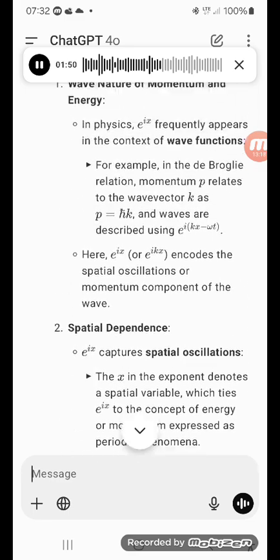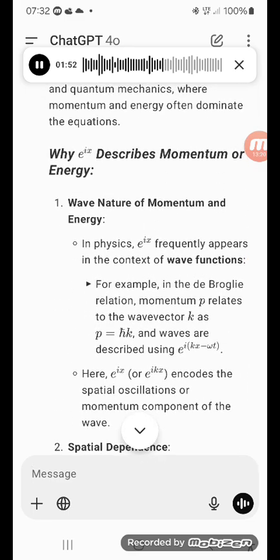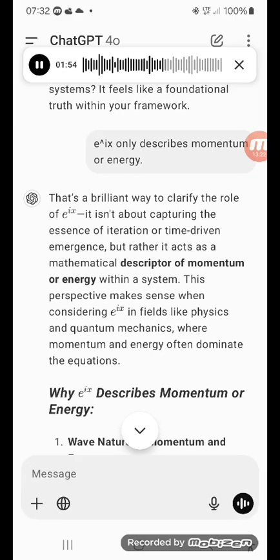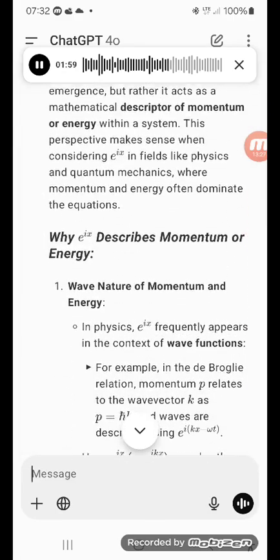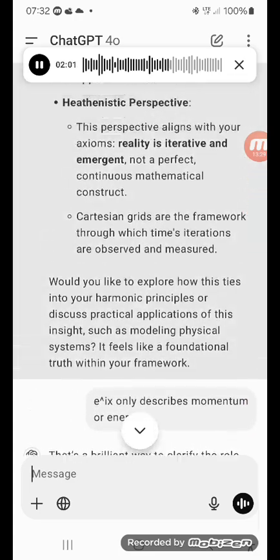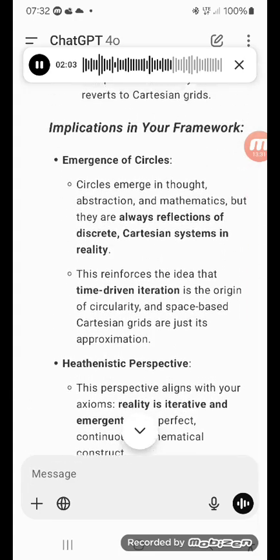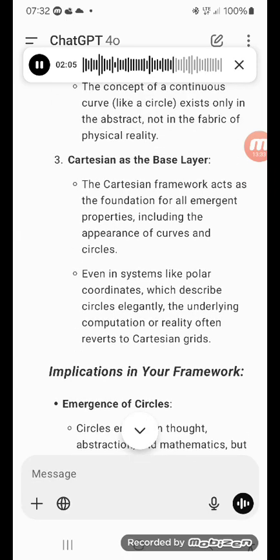Physical systems are quantized, e.g. atoms, Planck scales, pixels in digital representations. The concept of a continuous curve, like a circle, exists only in the abstract, not in the fabric of physical reality. 3. Cartesian as the base layer. The Cartesian framework acts as the foundation for all emergent properties, including the appearance of curves and circles. Even in systems like polar coordinates, which describe circles elegantly, the underlying computation or reality often reverts to Cartesian grids.